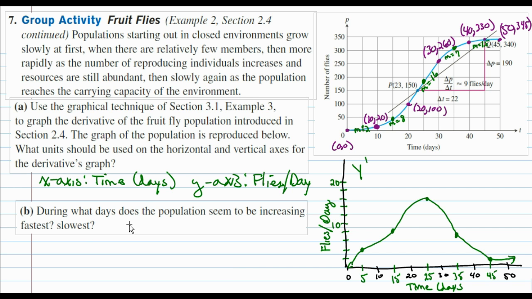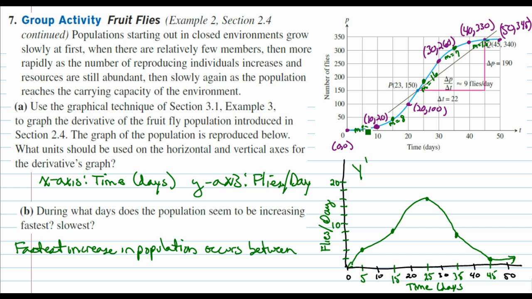Part B asks, during what days does the population seem to be increasing the fastest and the slowest? Well, the fastest, if we look at the graph of just the population, seems to be occurring between 20 and 30 days. That is the steepest incline. But of course, this is calculus. So let's look at the derivative. Remember, the derivative represents rates of change. The highest rates of change actually occur at day 25. So yes, between 20 and 30 are the fastest increases in population, but the one day that is fastest is probably day 20. It is day 25 according to our approximation.